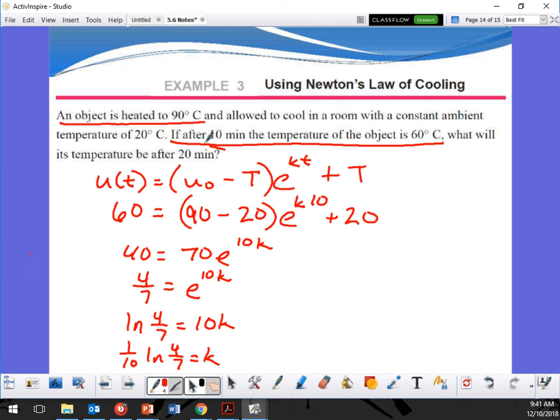And now what would be the temperature after 20 minutes? Now I'm going to put the little t to 20, right? I need your guys' help on this one. So u of 20 is equal to 90 minus 20 times e to the 20 times whatever my k is. I'm going to abbreviate it here, plus 20. So put in that nasty k.